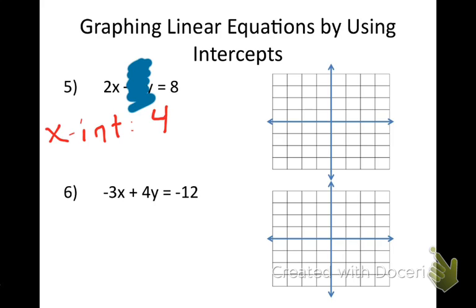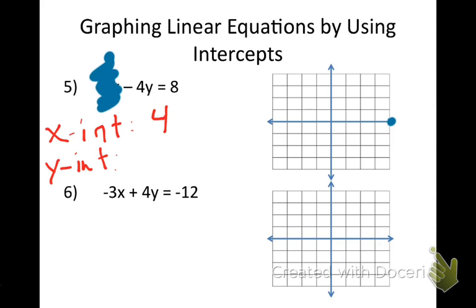I'm going to plot that point on my coordinate plane. There's 4. Now I'm going to do my y-intercept. In order to do my y-intercept, I cover up my x. So I have negative 4y equals 8. My y-intercept is at negative 2. I plot my point. I have my 2 intercepts. Now I just take my line, connect my dots, and that's graphing using intercepts.